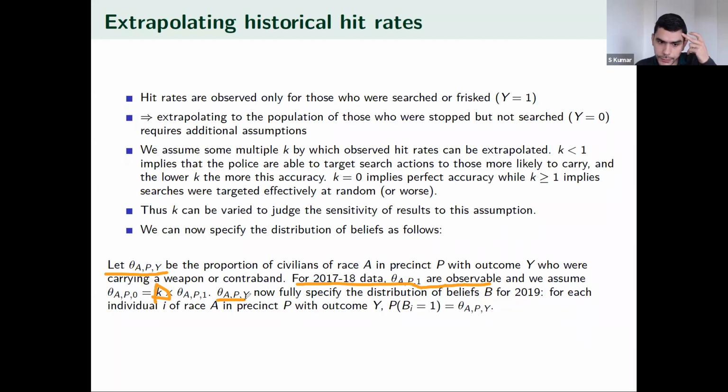Now note what K is going to do. Say K is really, really small. In other words, we say people not searched are not carrying. In other words, the police are highly efficient in targeting the searches. That's K equal to 0. Likewise, K could be a bigger number, and the bigger K gets, the worse is the targeting. So that's another sensitivity parameter behind the scenes, and we are keeping it just at 0.5. In the paper, we tried 2 other values. But with that in mind, now we have got a hit rate for 2017-18, which is some proportion, let's say it's 0.2 for whites, let's say 0.3 for blacks, 0.3 for Hispanics.